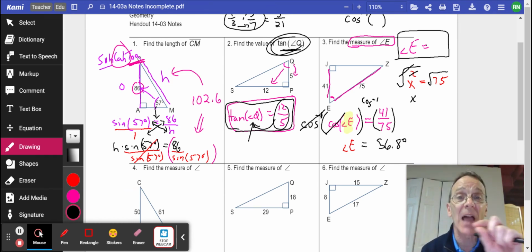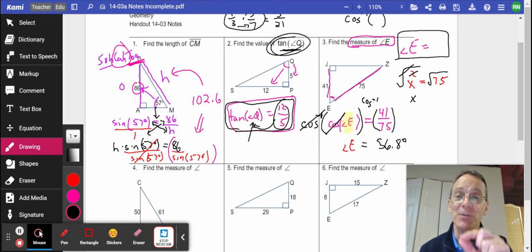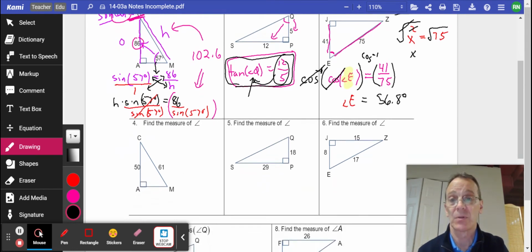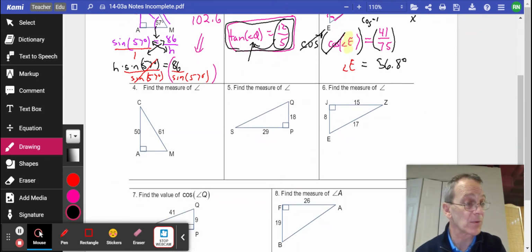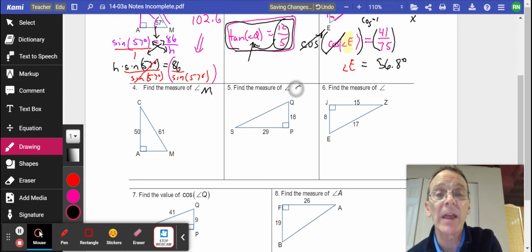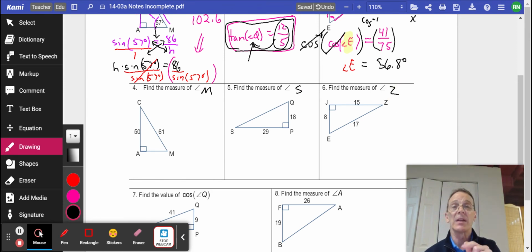And if you've written a sine equation, you need to undo sine with sine inverse. And if you're undoing a cosine, you undo it with cosine inverse. And if you're undoing a tangent, you undo it with tangent inverse. Okay? So for the next 3 problems, 4, 5, and 6, I want you to try to find the measure of angle M in this problem, the measure of angle S in this one, and the measure of angle Z in that one. Time for you to pause the video and try all 3. Go.